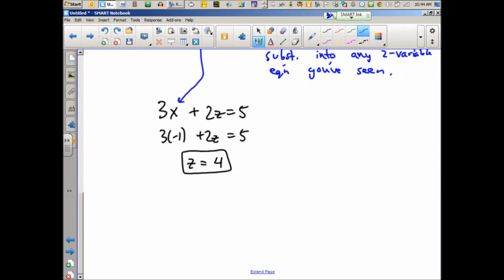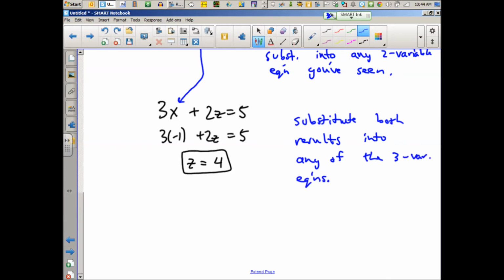And then the last thing you do is substitute both results into any of the three variable equations. So you kind of go back to the original problem maybe and pick one of the original equations. This was the very first equation on the board. But now you know x and z. X is negative 1.